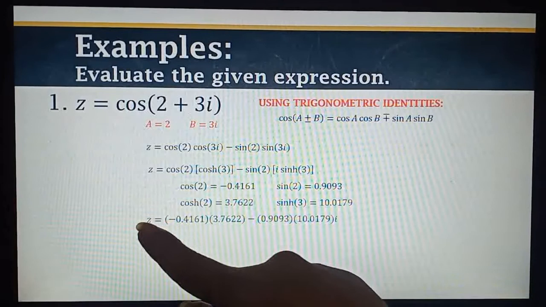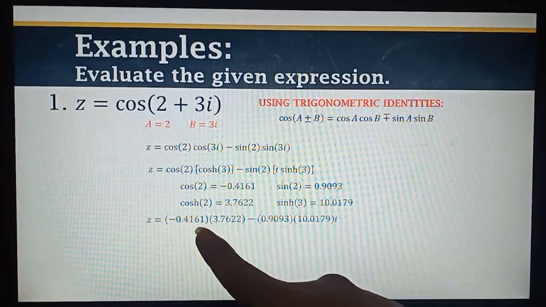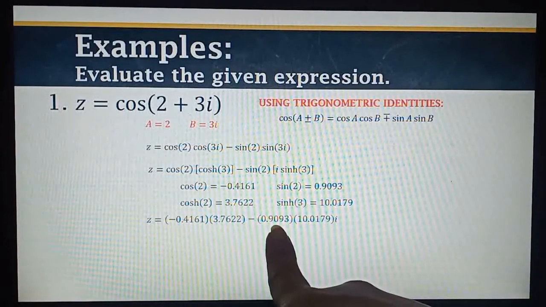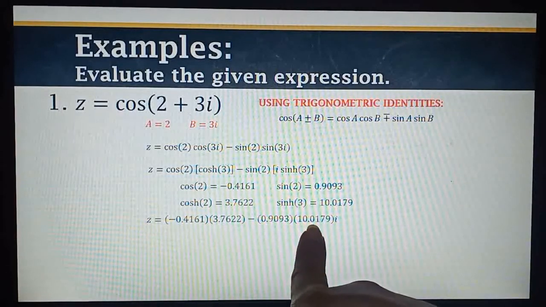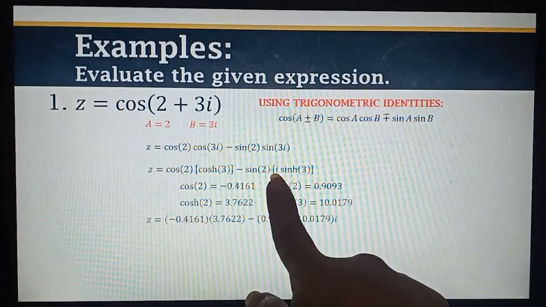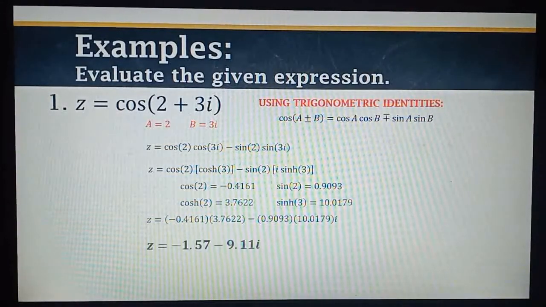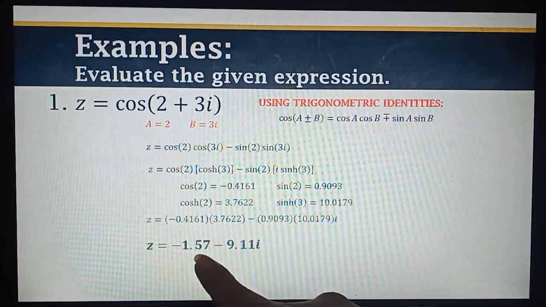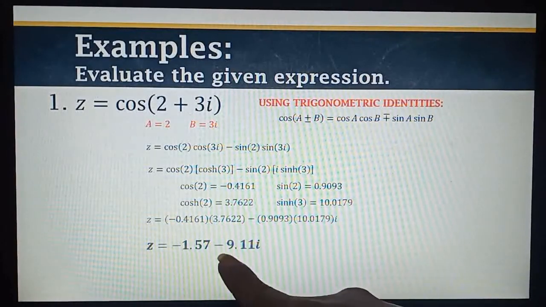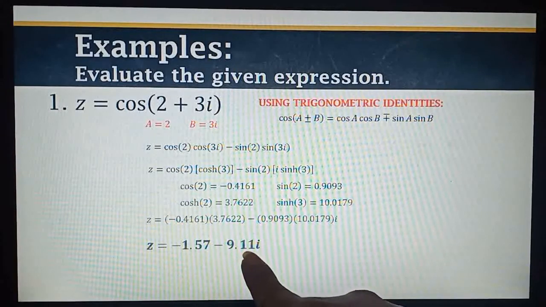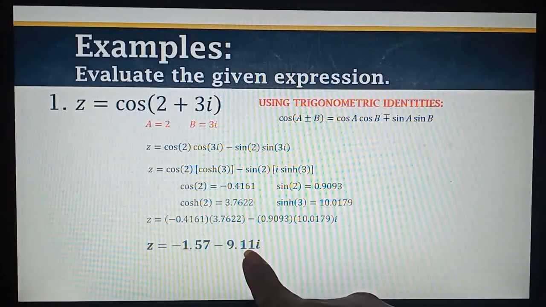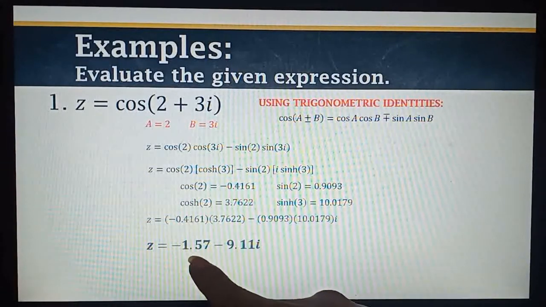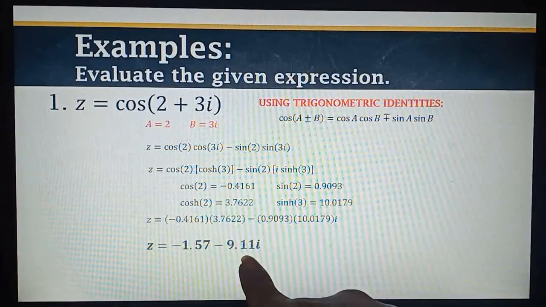You will now have negative 0.4161 multiplied by 3.7622 minus 0.9093 multiplied by 10.0179 multiplied by i. Then, when we multiply these two, you will now have negative 1.57. Then for these two, you will now have negative 9.11. So, the equivalent value of the cosine of 2 plus 3i is negative 1.57 minus 9.11i.